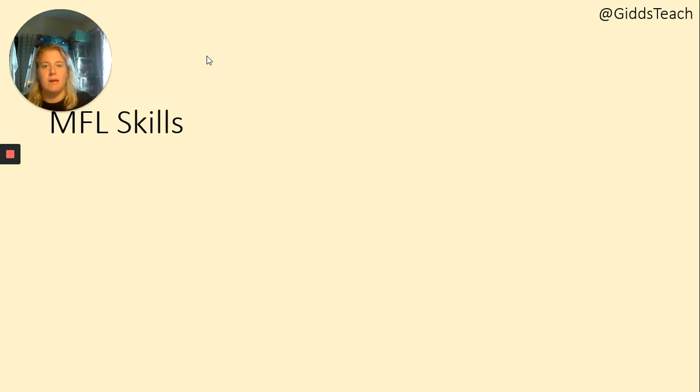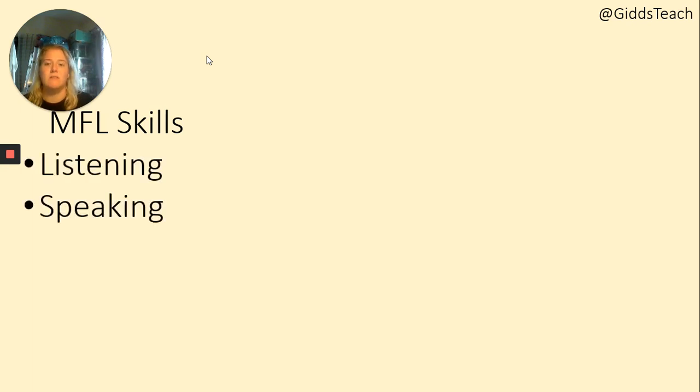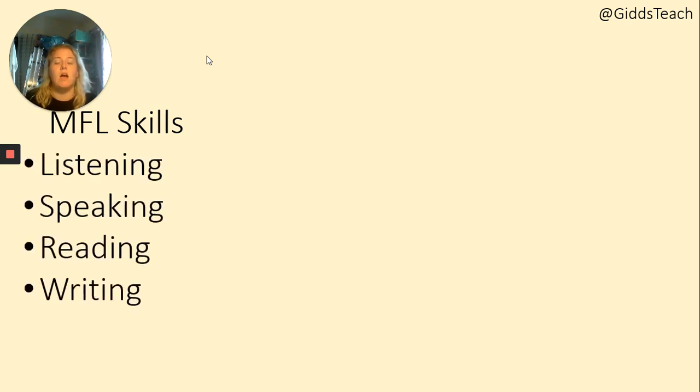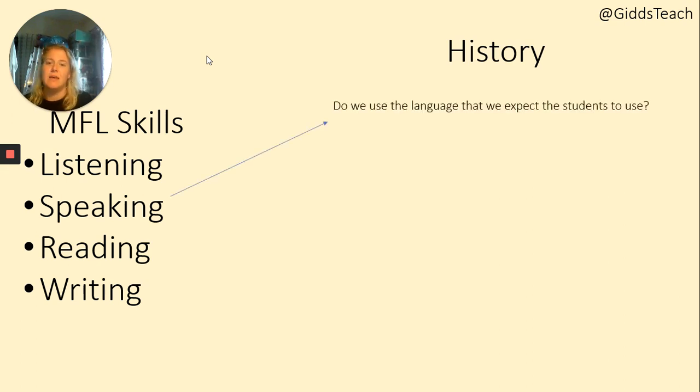Now we know the four main skills in MFL: listening, speaking, reading, and writing. I'm going to quickly run through what I believe we should do in history, and I'm going to focus on one in particular. So in history, we should look at speaking, but we should make sure that we are modelling all of these skills because we do use them in history.